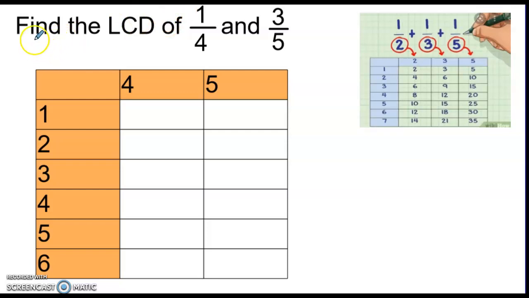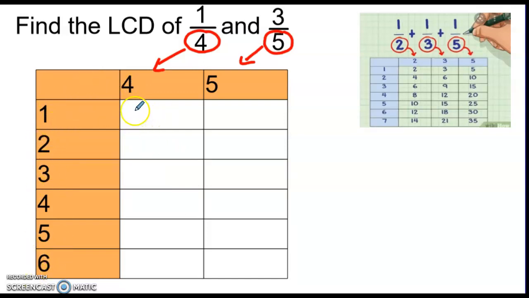All right, so to start off with, we want to find the LCD, the least common denominator of 1/4 and 3/5. Well, first of all, we need to know what a denominator is. A denominator is the bottom number of a fraction. So this is kind of how you're always going to organize your thoughts when you're trying to find an LCD. You're going to take your denominators, which mine are 4 and 5, and then you're just going to find their multiples. And when we do multiples, we just multiply it by whole numbers.